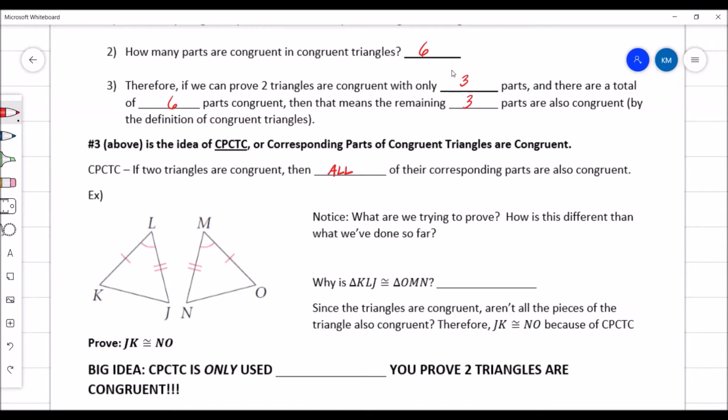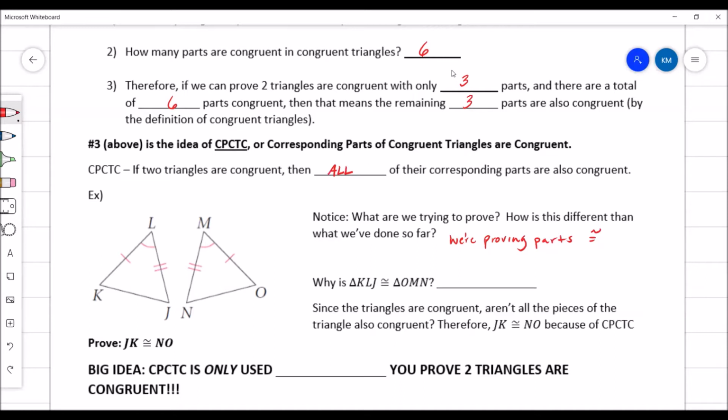So here in this example, it says prove that JK is congruent to NO. So notice what we're trying to prove. How's this different than what we've done so far? Is that we're proving parts congruent. Okay, instead of proving whole triangles congruent, we're just proving parts congruent.